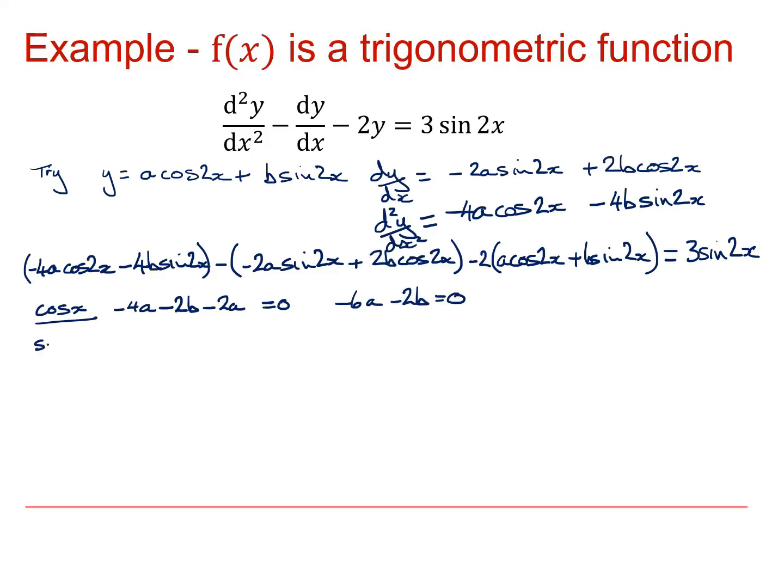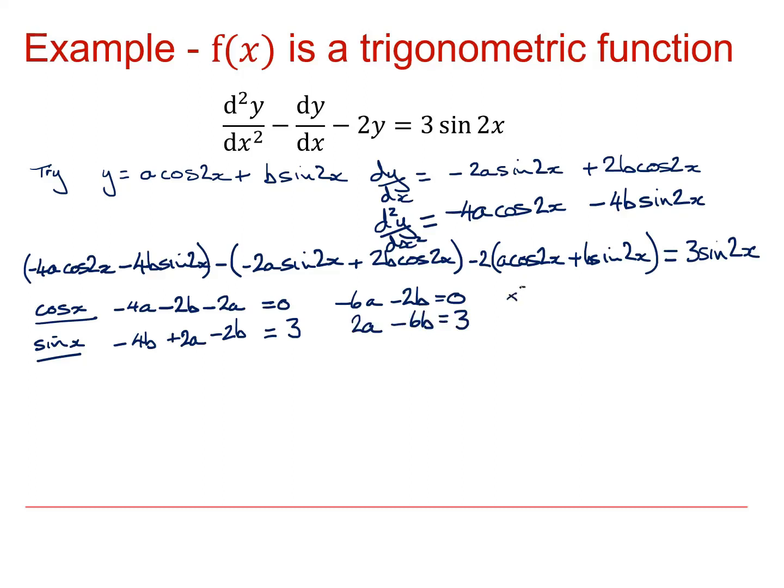If I look at sine x, from the first bracket I'm going to get a minus 4b. The second bracket I'm going to get a plus 2a. And from the final bracket I'm going to get a minus 2b. And that's equal to 3. So I'm going to get 2a minus 6b is equal to 3.